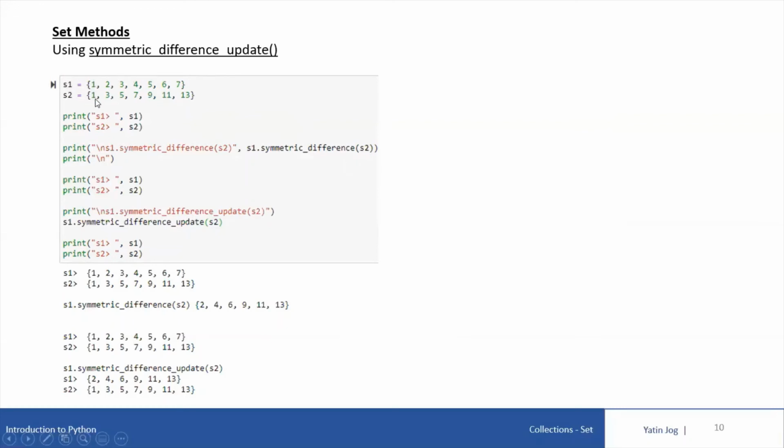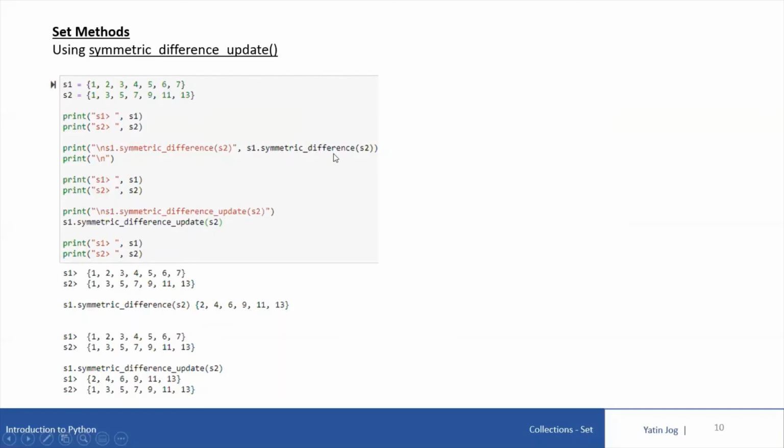So 1 is common, discarded. 3 is common, discarded. 5 is common, discarded. 7 is common, discarded. So from S2, 9, 11, and 13 will be there. And from S1, 2, 4, and 6 will be there. So the result will have 6 elements, 2, 4, 6, and 9, 11, 13. So if you look at the output, it will be the same, 2, 4, 6, 9, 11, 13. So that is what symmetric difference is doing.